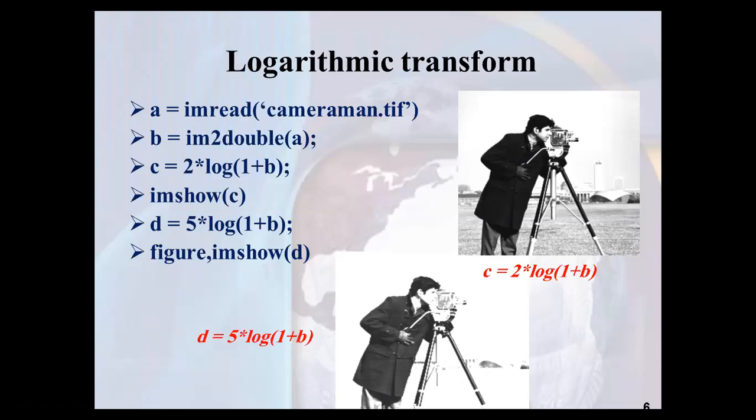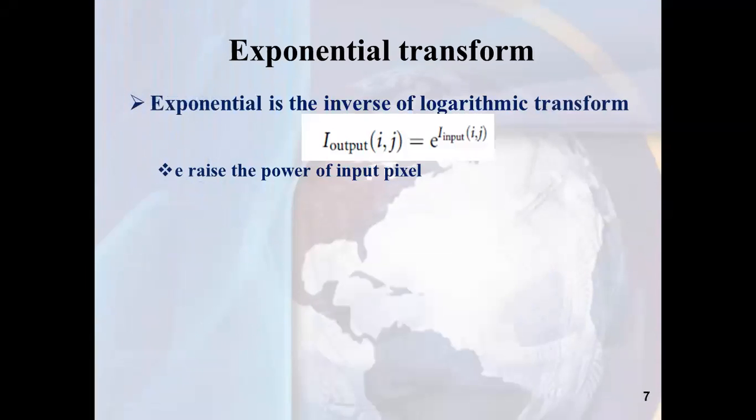So this is the idea behind the logarithmic function. Okay. Now we pass to another one, the exponential transform. The exponential transform is the inverse of the logarithmic transform. I output of ij equals exponential of I input of ij, where the exponential is raised to the power of the input pixels. Now the idea is in the contrast.